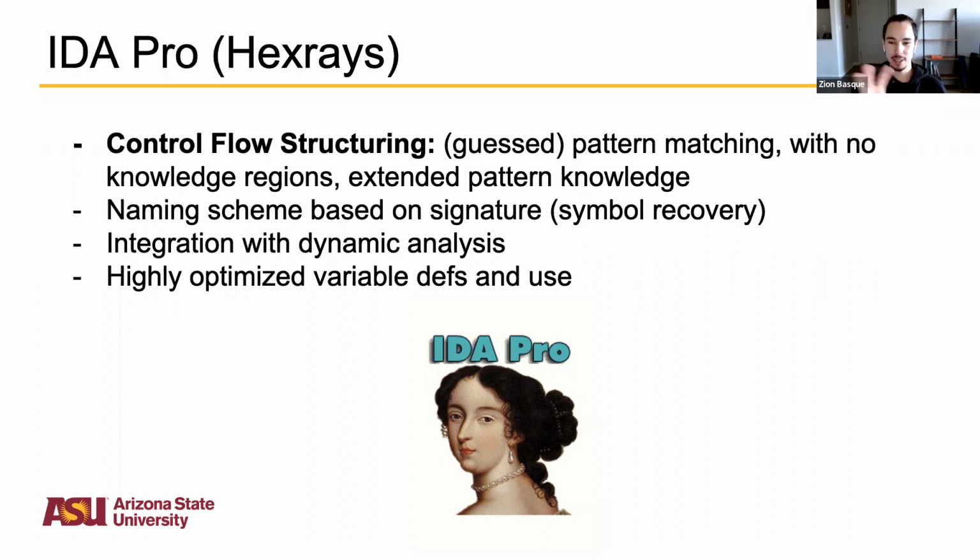They do this pattern matching with no knowledge of regions too, but they have some kind of extended pattern knowledge. So they knew more patterns than Phoenix did, or at least they identified new ones from compilers. And so they have more structures they support than Phoenix does, which you'll see results in more structured code. In addition to that, Hex-Rays also has some signature matching. It tries to do symbol recovery in their Lumina server. They have some integration with dynamic analysis, and they also have very highly optimized variable and definition use. Their constant propagation is just very good. They get it right almost every time.